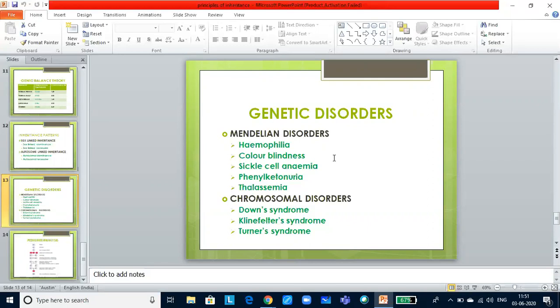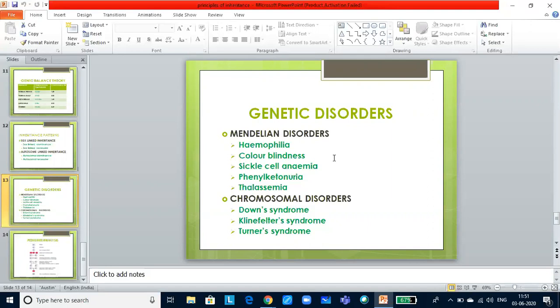And thalassemia is an inherited autosomal codominant blood disease. In thalassemia, the genetic defect results in reduced rate of synthesis of one of the globin chains that make up hemoglobin. Reduced synthesis of one of the globin chains can cause the formation of abnormal hemoglobin molecules, thus causing anemia.